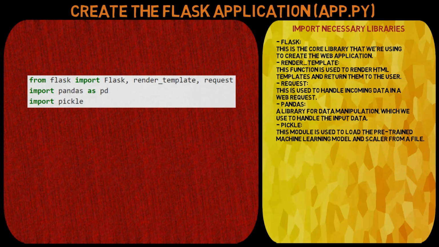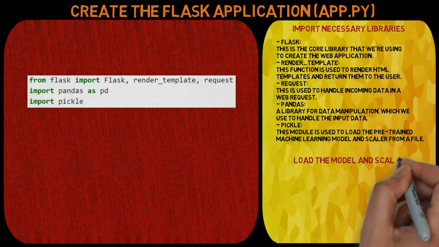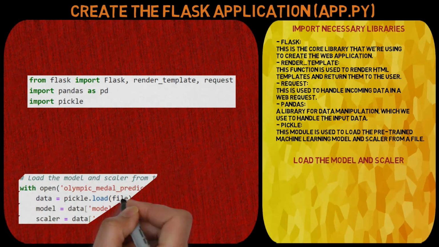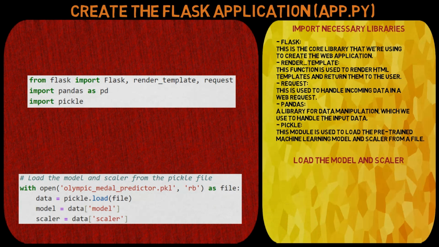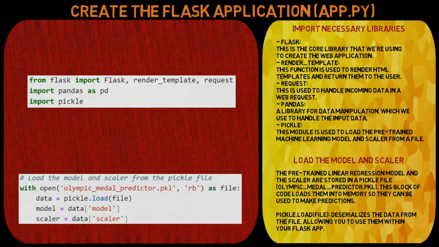Pandas. A library for data manipulation, which we use to handle the input data. Pickle. This module is used to load the pre-trained machine learning model and scaler from a file. Loading the model and scaler. The pre-trained linear regression model and the scaler are stored in a Pickle file named Olympic medal predictor.pkl. This block of code will load them into memory so they can be used to make predictions. We'll use pickle.load to deserialize the data, allowing us to use the model and scaler within our Flask app.